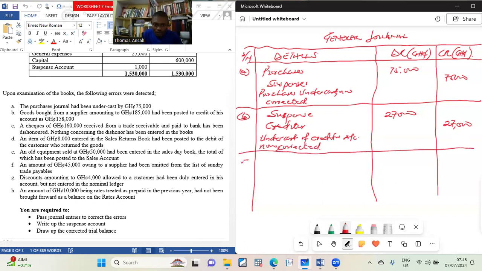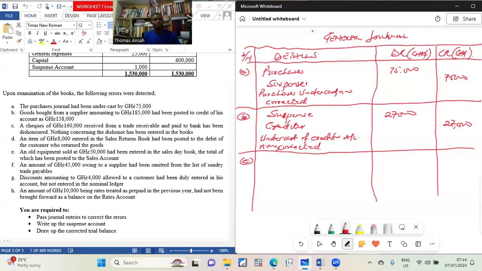C, what happens? There is a check of 160,000 received from a trade receivable and paid to bank. Paid to bank has been dishonored. Nothing concerning the dishonor has been entered into the books. So you see, as far as the guy is concerned, he has paid, but the check has been dishonored. Just as you learn in bank reconciliation statement. Do you remember? Just as you did in bank rec.